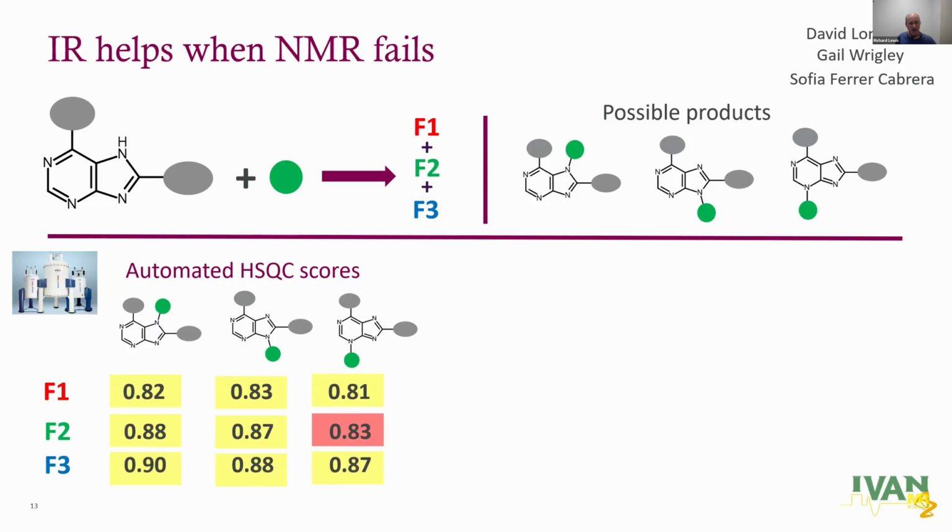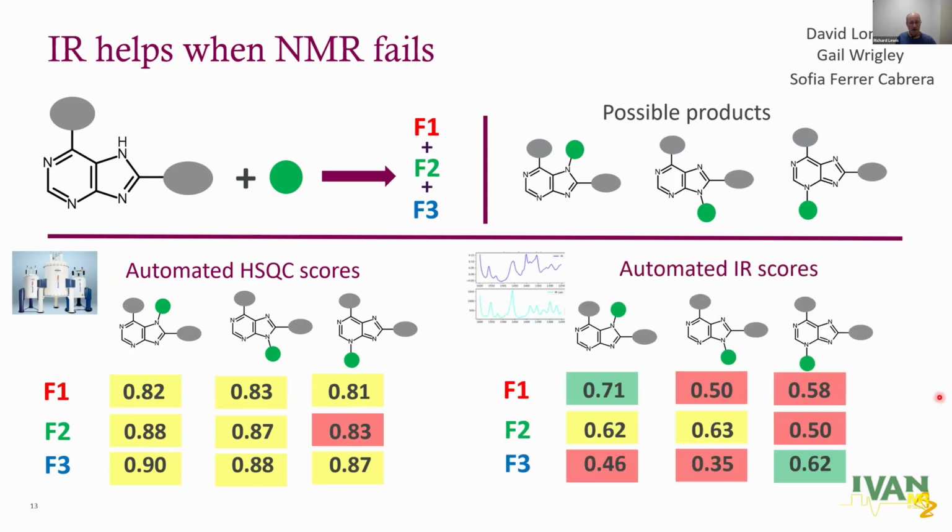So if we collect the infrared spectra and do the analysis I talked about, the results become clearer. So we can say that fraction 1 for sure is this one. Fraction 2, we're not really sure if it's product 1 or product 2.